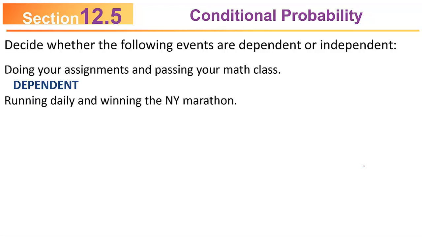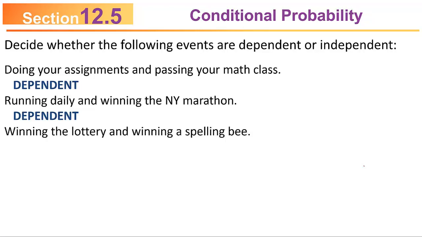How about this? Running daily and winning the New York Marathon. Again, I think most people would agree that that might have an effect. That daily running might very well have an effect on how probable it is that that person will win the New York Marathon. So I'd say, again, those are dependent events. How about this? Winning the lottery and winning a spelling bee. It's really hard to imagine how winning a lottery could affect the probability of winning a spelling bee, or the probability of winning a spelling bee would have any effect on the probability of winning a lottery. So those two events are independent.